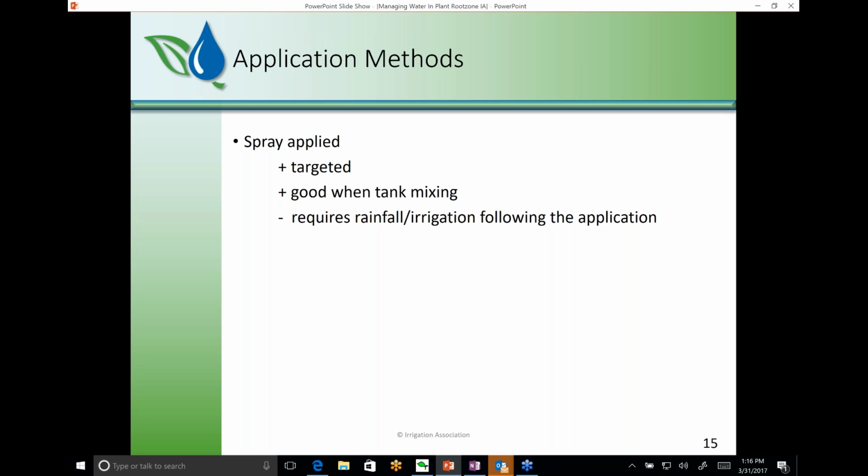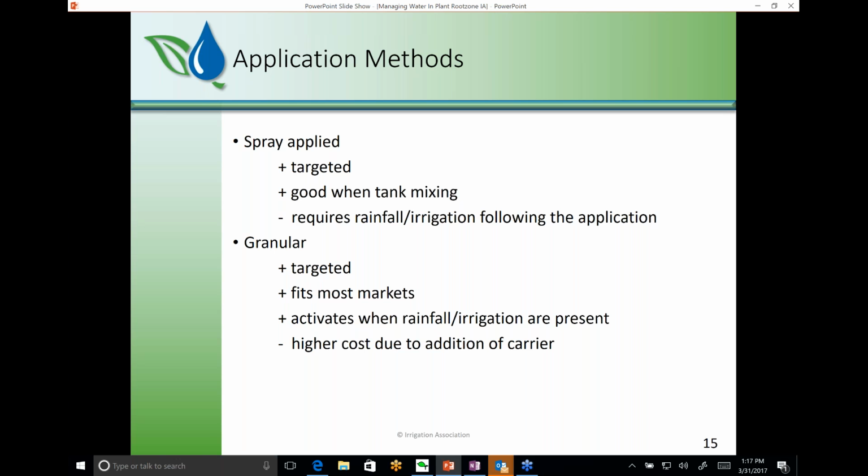Now the watch out is that spray applications require rainfall or irrigation to move the chemistry off of the soil surface and into the root zone. So again, they require irrigation or rainfall to move the chemistry or activate the chemistry in the root zone. So typically in dry land applications in agriculture, we do not recommend the use of soil surfactants because the performance may vary due to the conditions.